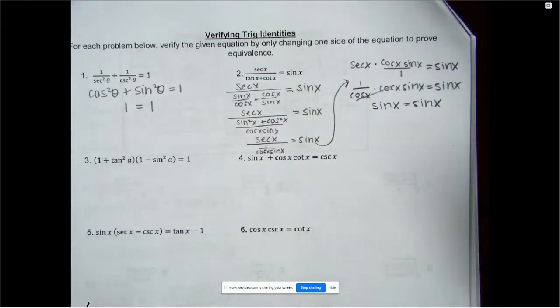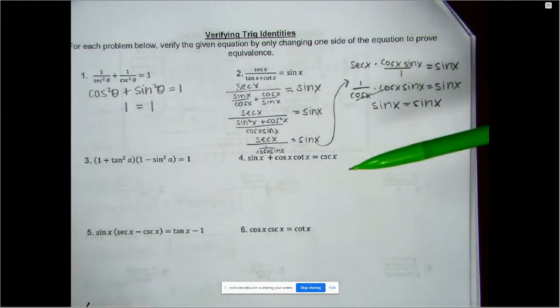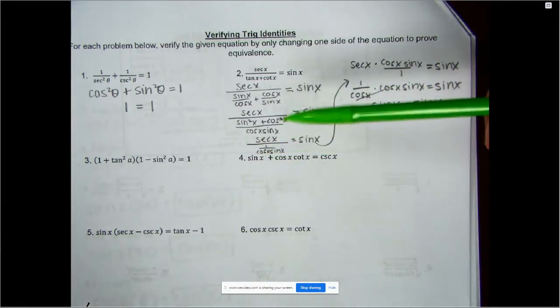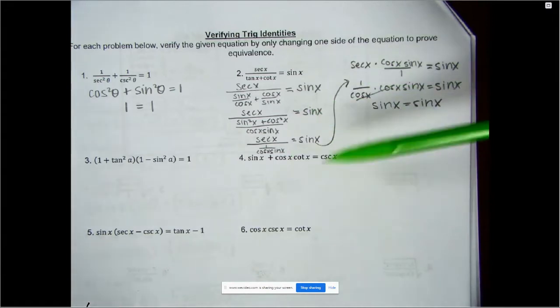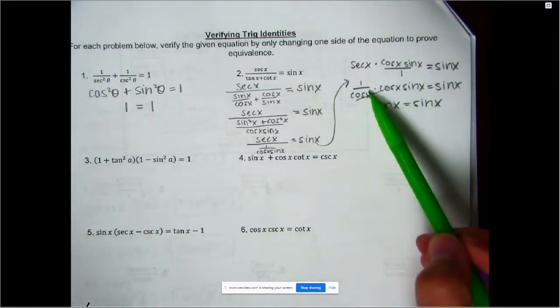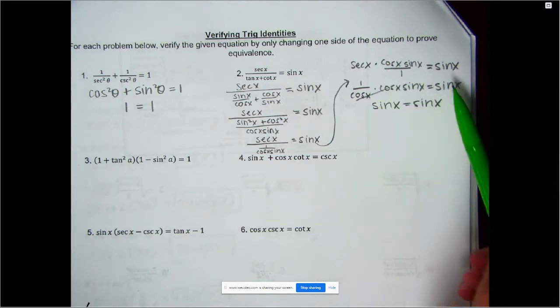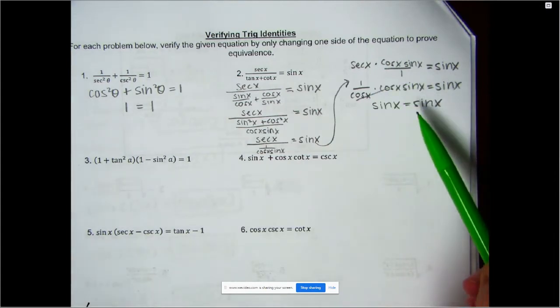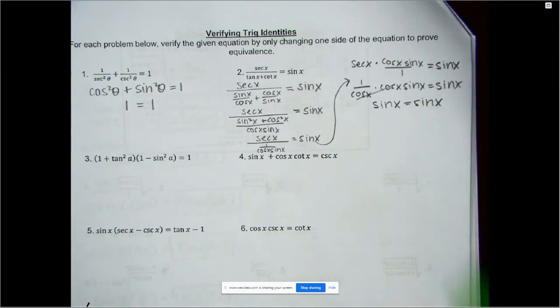A couple of mistakes I see a lot: you leave off your angle. So I see a lot of x's being left off, a lot of thetas. I also see a lot of people stop right here. Once you cross out the cosine, you say, hey, I got it, I'm done. No, you have to write that final step. All right, let's find a few more to do.